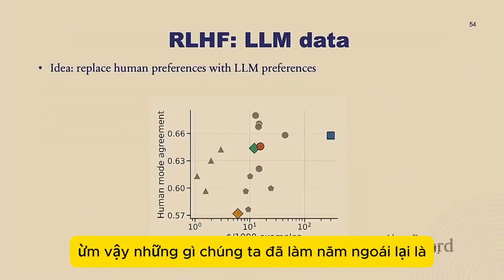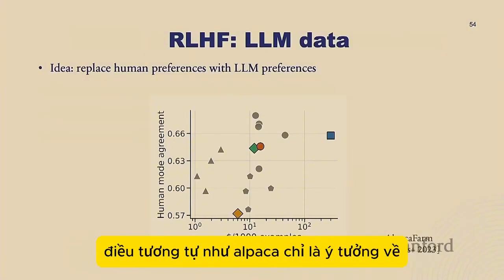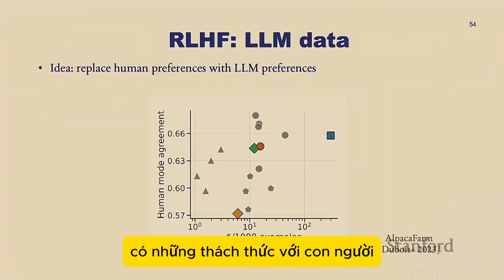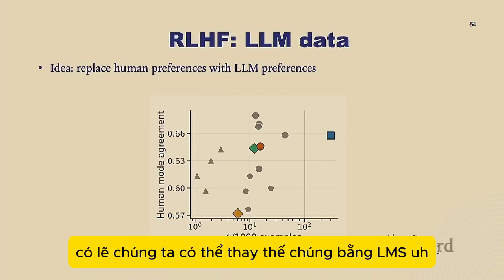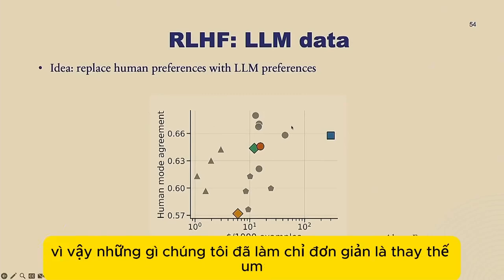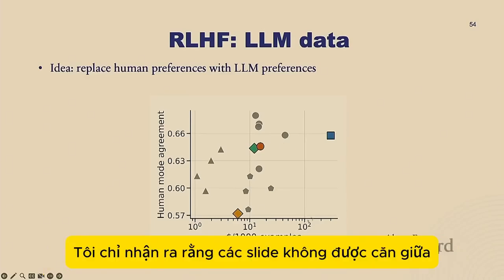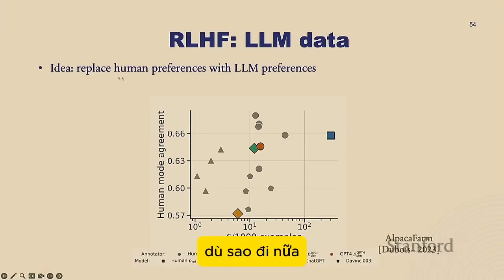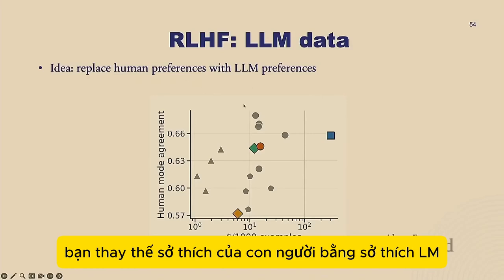So what we did also last year, again the same thing as Alpaca, was the idea that there are challenges with humans, so maybe we can just replace them with LLMs. So what we did is simply replace human preferences with LLM preferences. I'm just realizing that the slides are not centered.